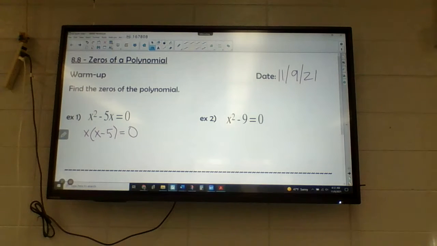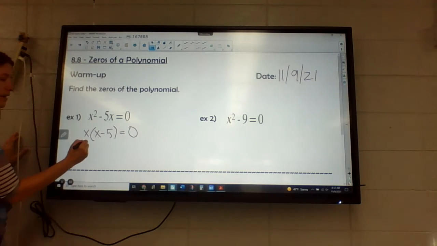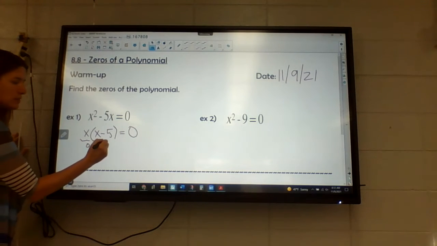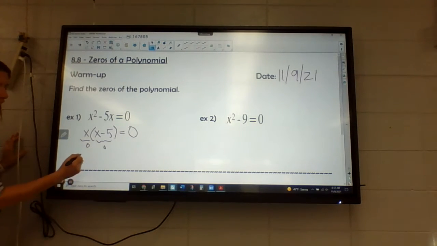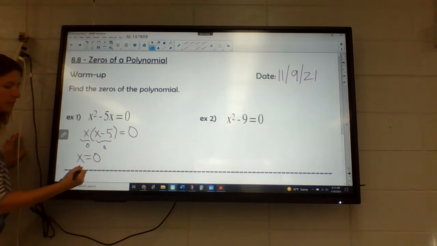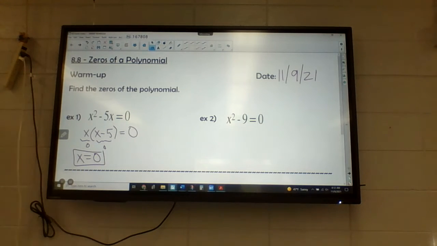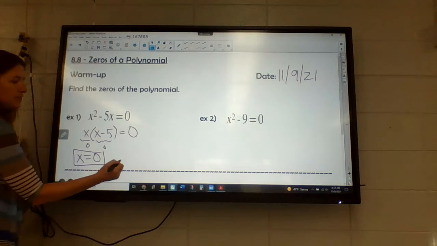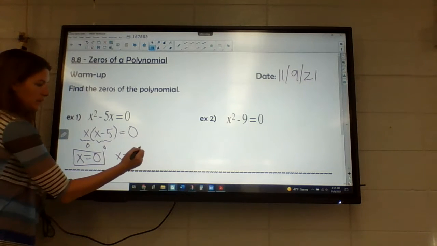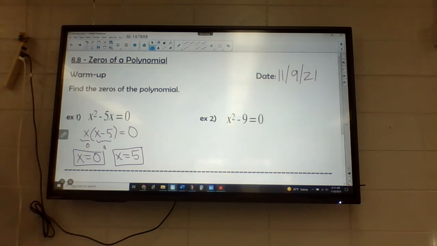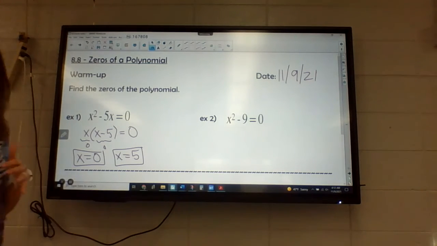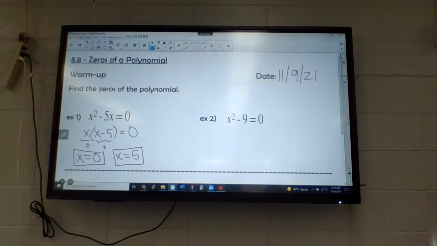And then at this point now we can set those equal to 0 to solve. And this is how we get 2 answers. We could find out that x could equal 0, but then x could also equal 5. So we get 2 answers. Those are our zeros of our function. We will be using this more today, but we'll get into a little bit with imaginary numbers as well. How about example 2?